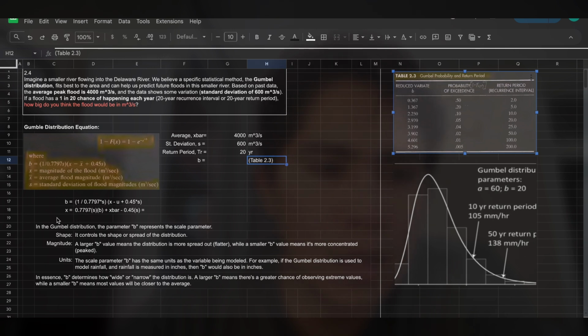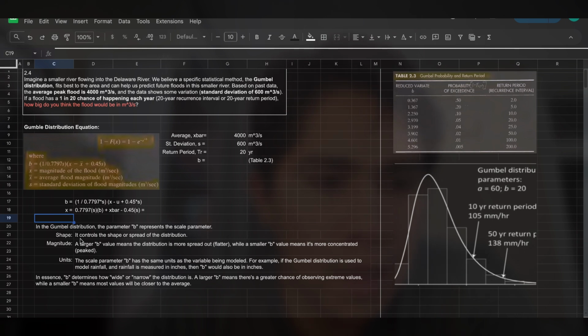Before we solve for this, I want to explain a little bit what that b represents in the Gumbel distribution equation. You don't have to be a master on this, but I feel like it's just good for you to understand a little bit what it represents. So in the Gumbel distribution, the parameter b represents the scale parameter. In terms of its shape, it controls the shape or spread of the distribution. What it means is it's going to make the peak higher. This is an example of the Gumbel distribution here on my right. It's going to make it either higher or flatter, like not as high.